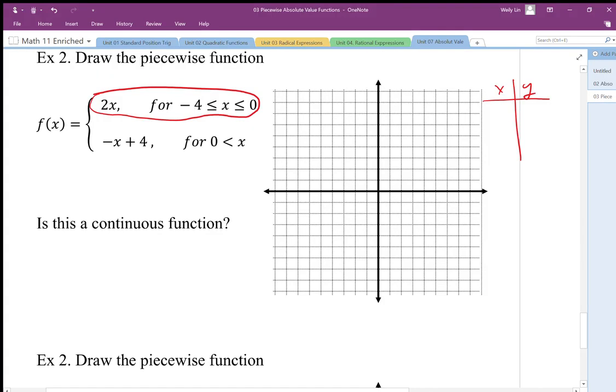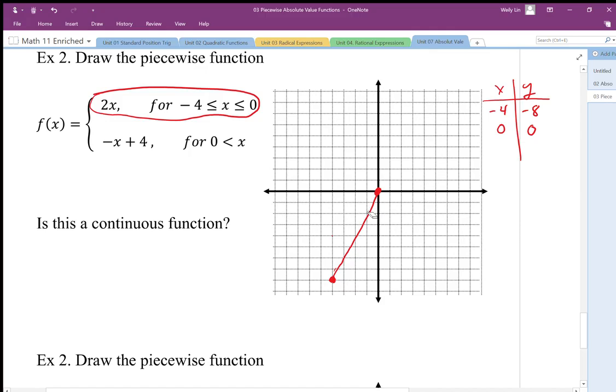So at x = -4, it's part of the boundary, so we're going to include that. We end up with y equals -8. So (-4, -8), and that is part of the boundary, so I'm going to make that a solid. The other endpoint is going to be at x is 0, y is 0, and again that's going to be part of the boundary. It's equal to, so I fill that in. Okay, so there's my function.